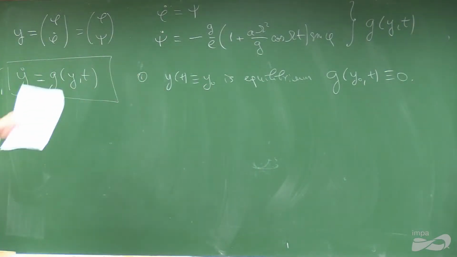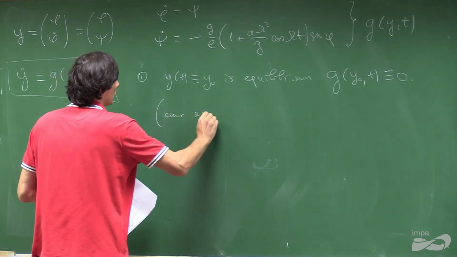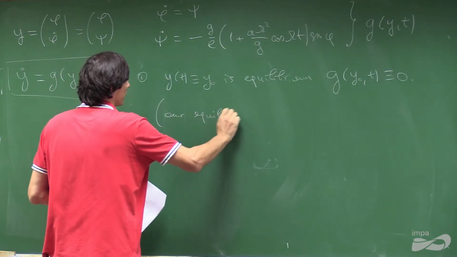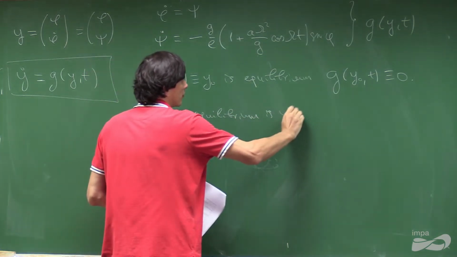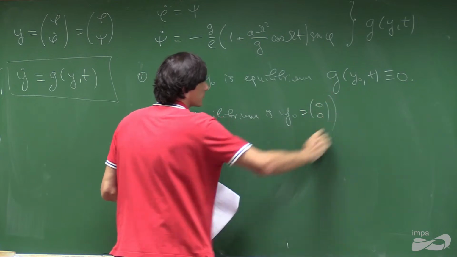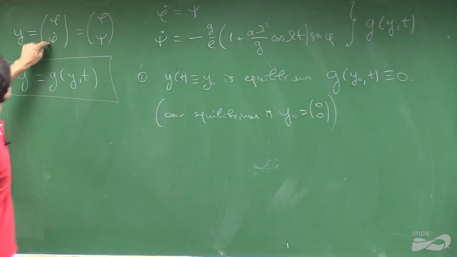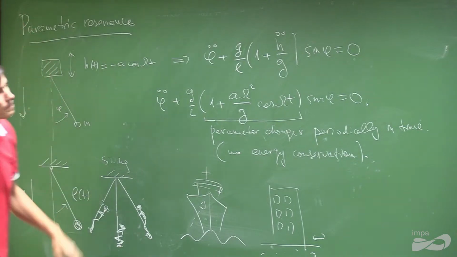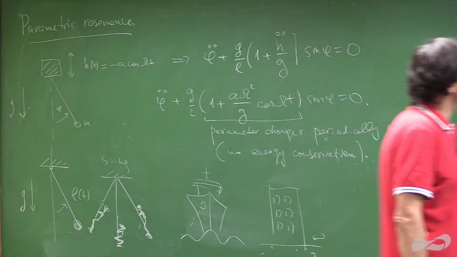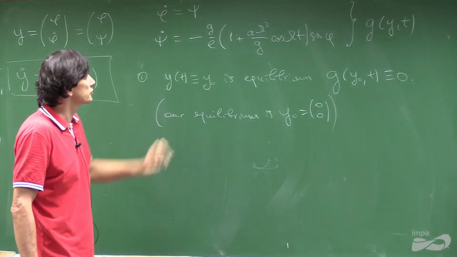So our equilibrium here is clear. What's our equilibrium? It is 0, 0. Correct? 0 position, 0 velocity. So that's the equilibrium. If it's straight, it doesn't move. So in general, this is the general form, for a general function g, and we just put this assumption.